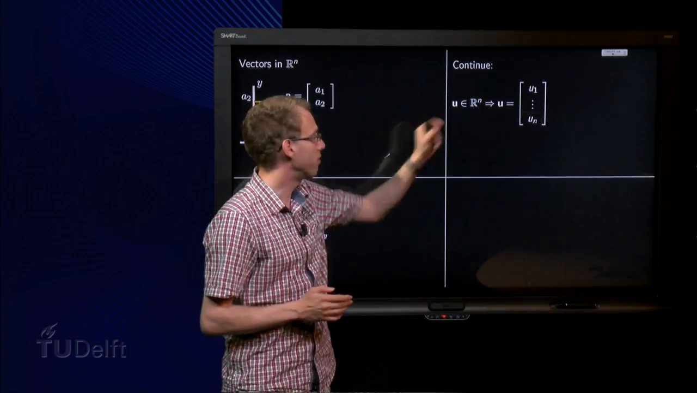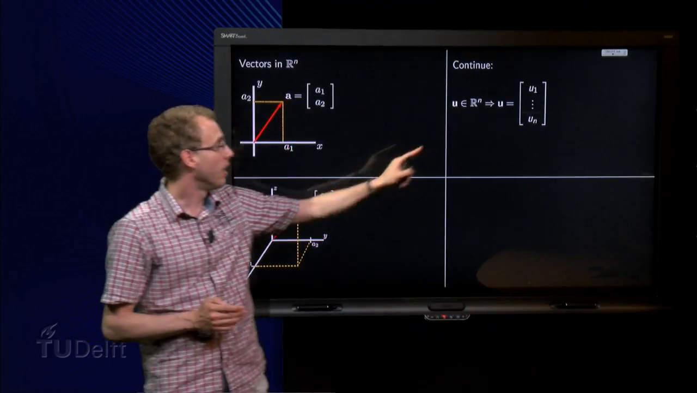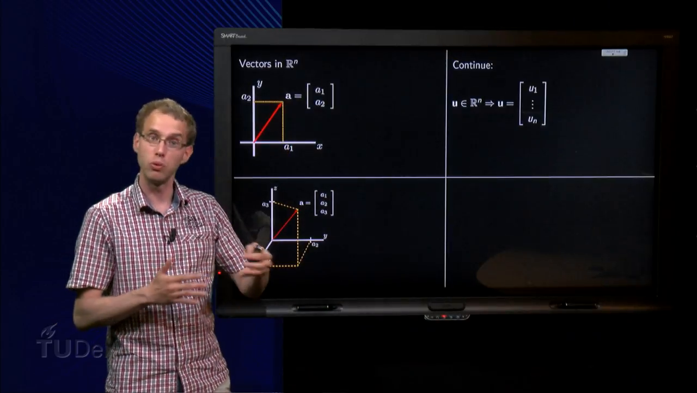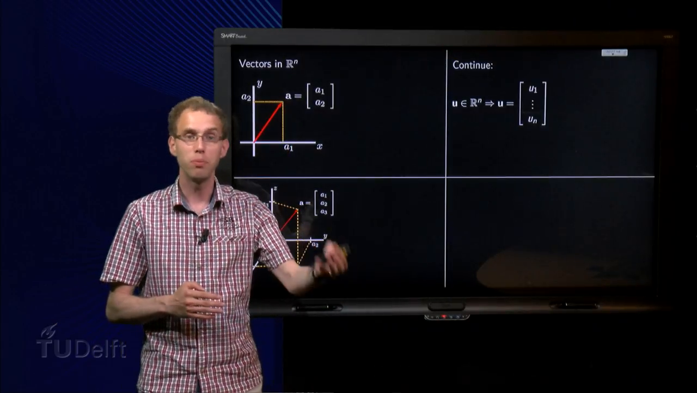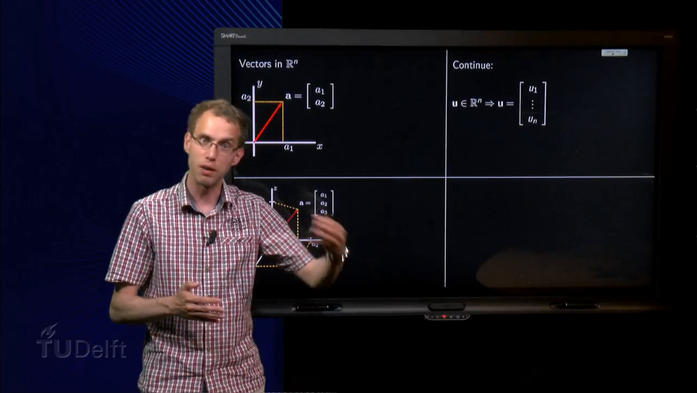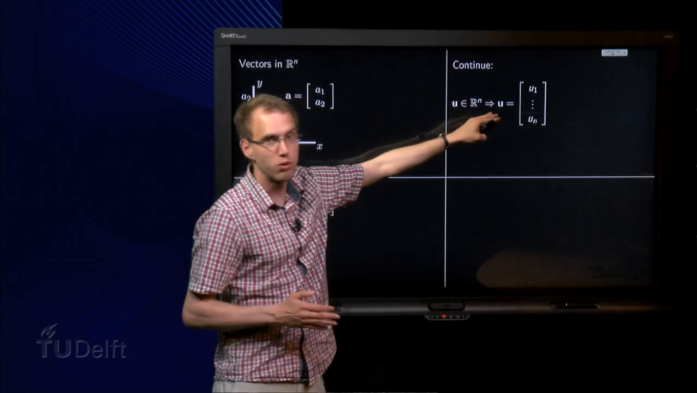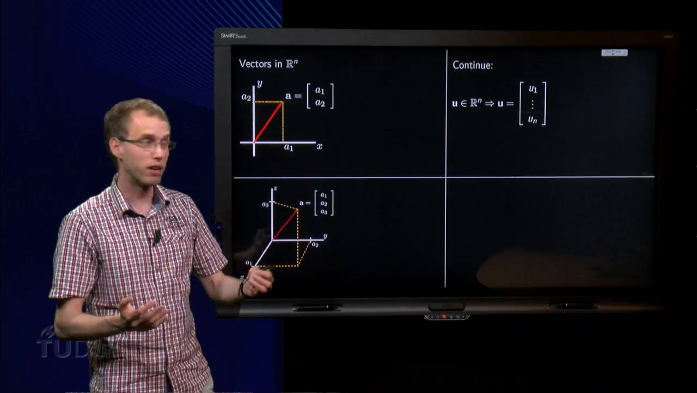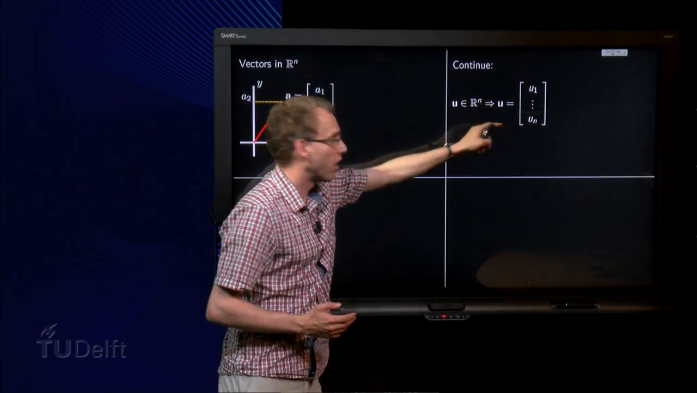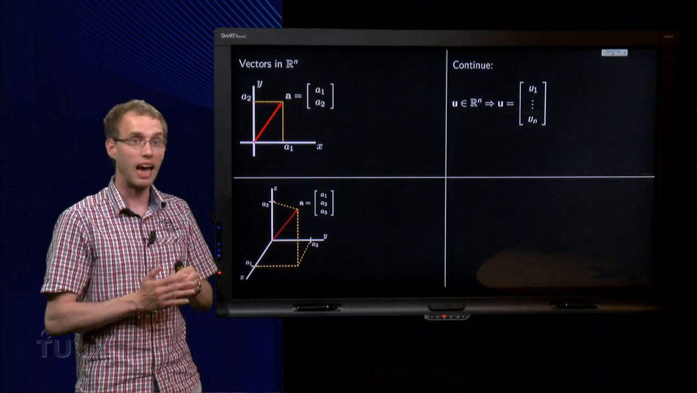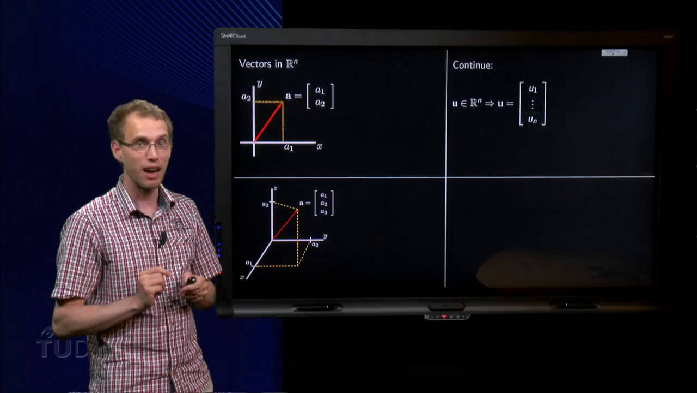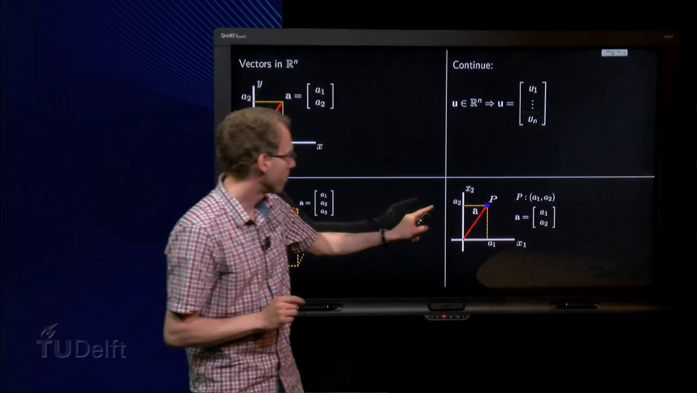If I want to make a vector u in Rn, I just have a u with n components instead of 2 or 3. We can do the same computations, we can add them, we can do scalar multiplication. Well, we cannot draw them, of course, but we can also do computations with bigger vectors. So u in Rn has n components, any number of components you like. One point where you need to be careful, that's this very last point.